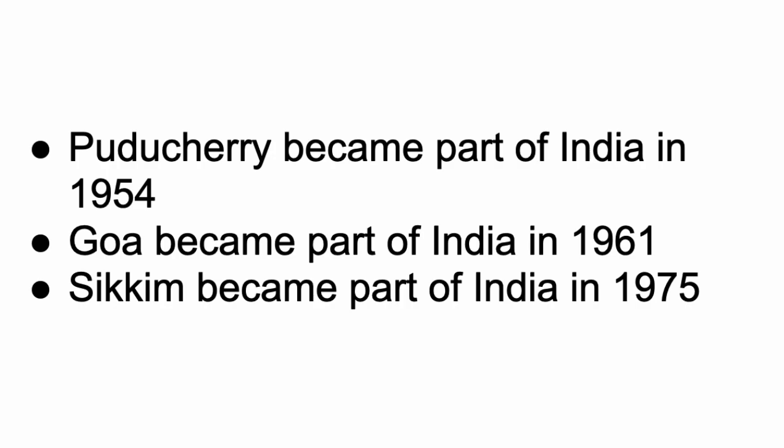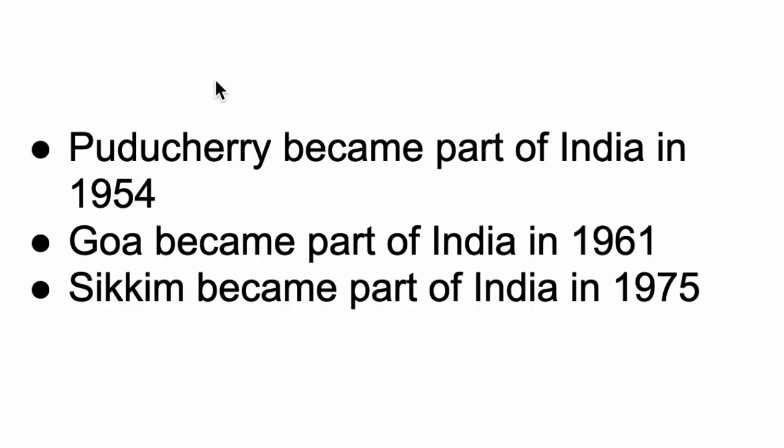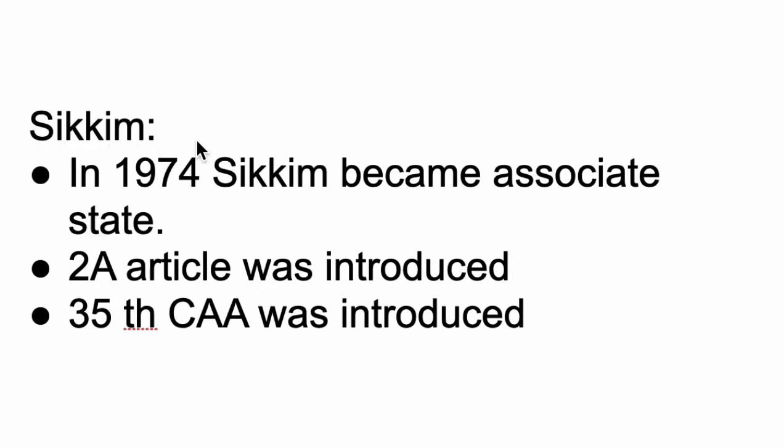So now, on November 1st, 1954, French possessions were transferred to India and Puducherry became part of India. And in 1961, by signing the instrument of surrender by the Portuguese, Goa became part of India. And in 1974, Sikkim became an associate state.